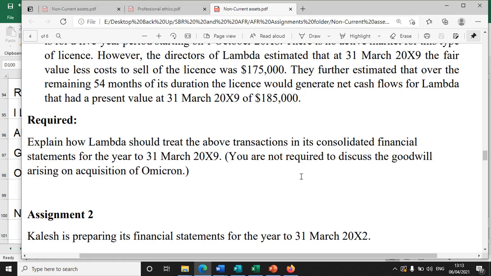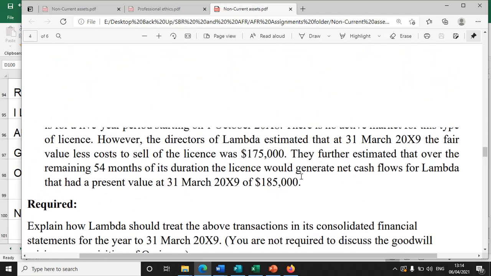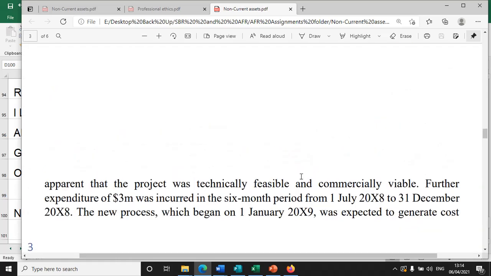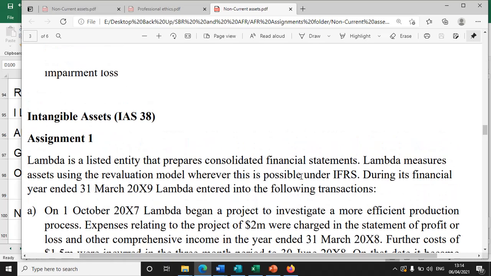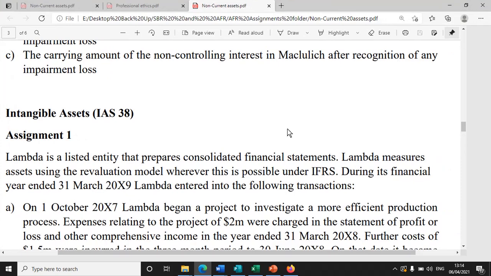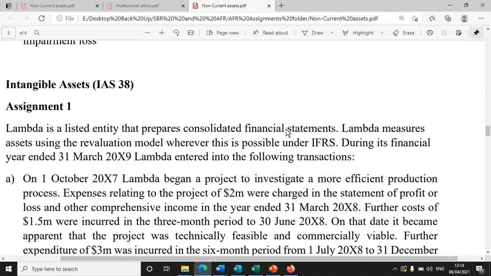It says explain how Lambda should treat the above transactions in its group accounts for the year ended 31st March 20X9. You are not required to discuss the goodwill arising on acquisition. So it's explanations, right? And at this stage of your studies, you need to be able to communicate. There are no excuses for failing to communicate. I hope that you have heard that.